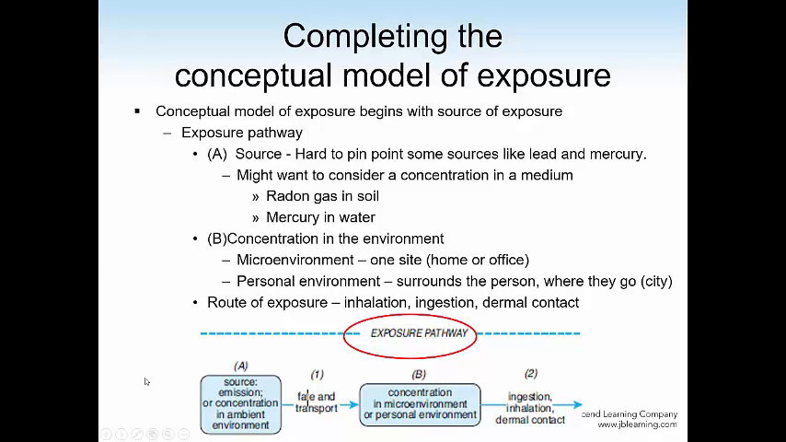All right, so from these sources, the toxicants go through fate and transport, right? And then they get into our environment. They concentrate in the environment. And there are two terms that we consider when looking at the concentration in the environment. There is the microenvironment, and that's looking at a particular site, just one site. So some place where you dwell, your home or office. For some of us, we might dwell more in the office than we do in the home.